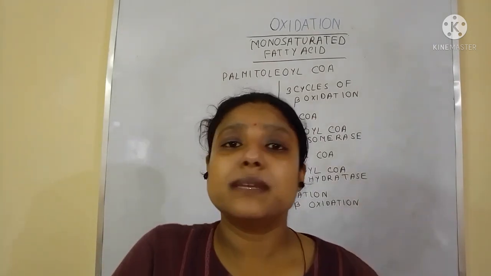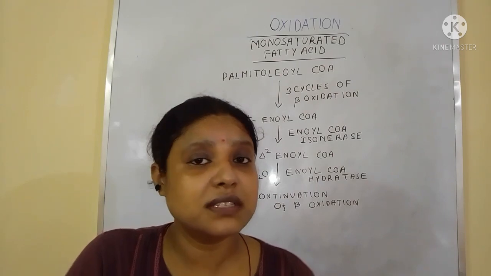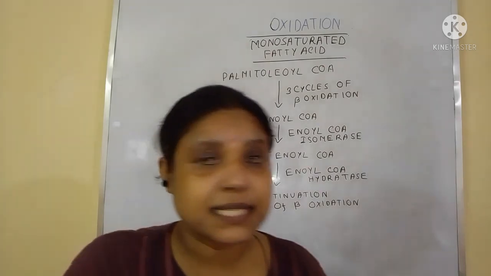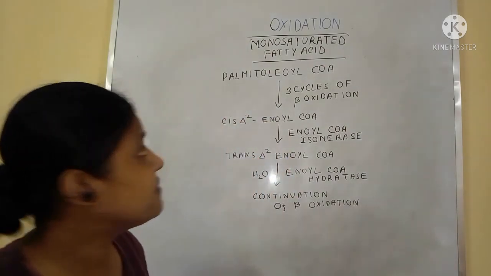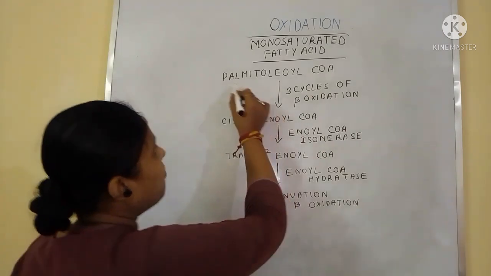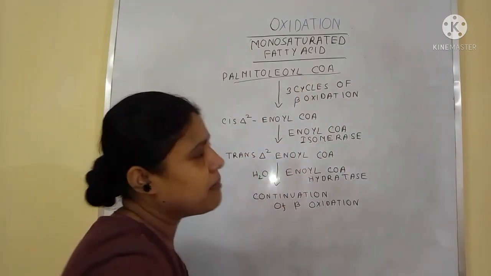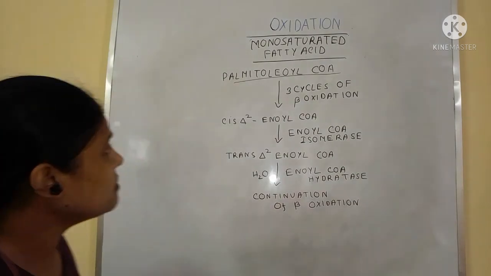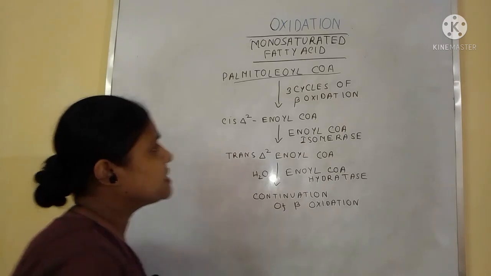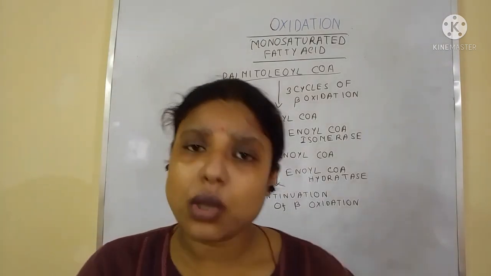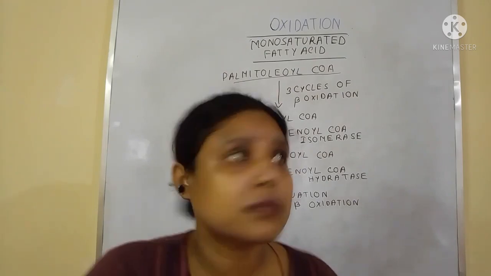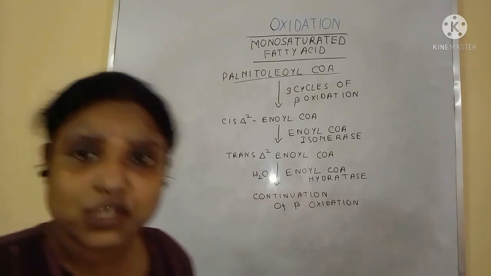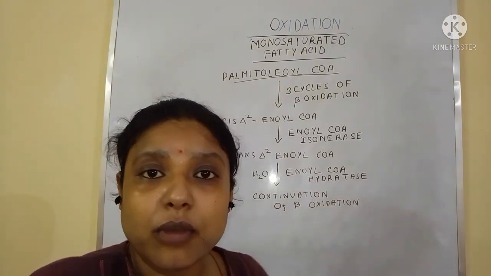Before that I explained about beta oxidation, and today's topic is the oxidation of different fatty acids. Clear? So what kind of fatty acid is here? That is a monounsaturated fatty acid and we are taking palmitoleoyl CoA. First of all, you learn the beta oxidation of the saturated fatty acids until the double bond is reached.